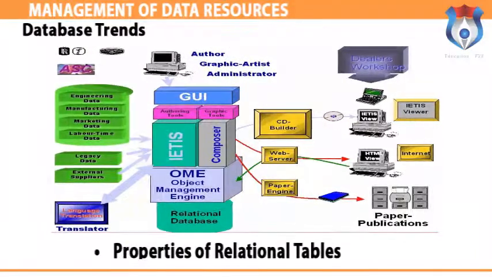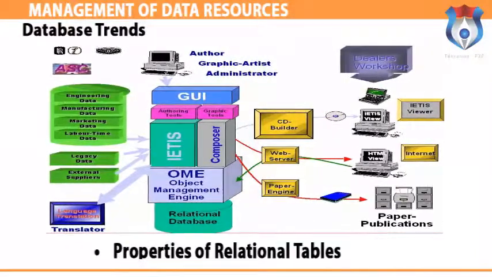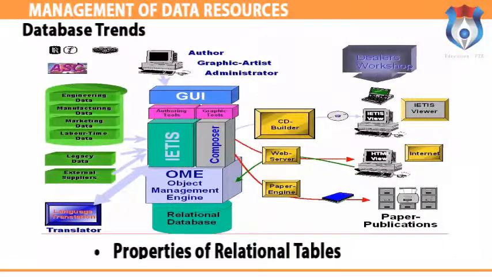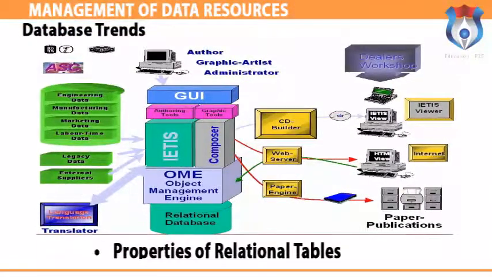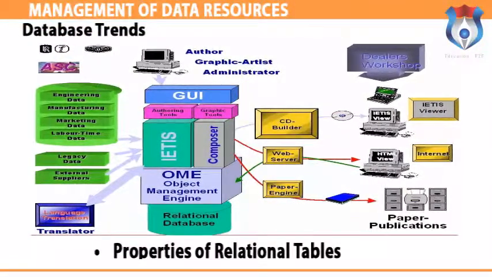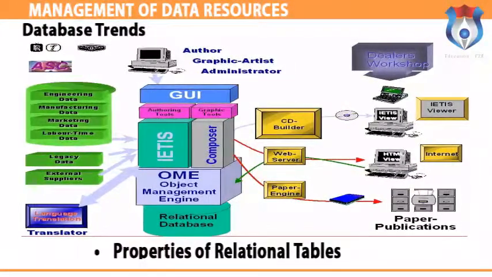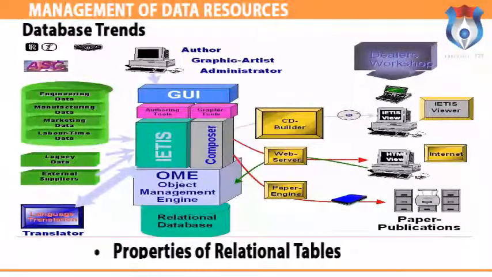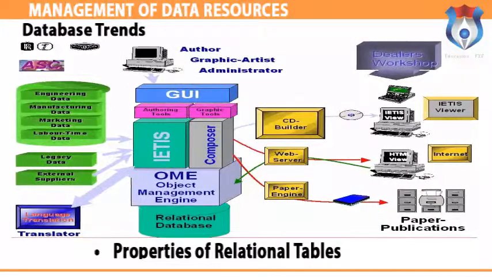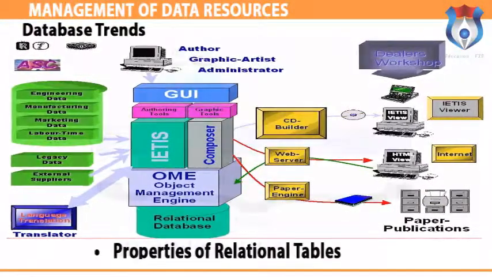The relational database model is based on relational algebra. Properties of a relation table: values are atomic, each row is unique, column values are of the same kind, the sequence of columns is insignificant, the sequence of rows is insignificant, and each column has a unique name.